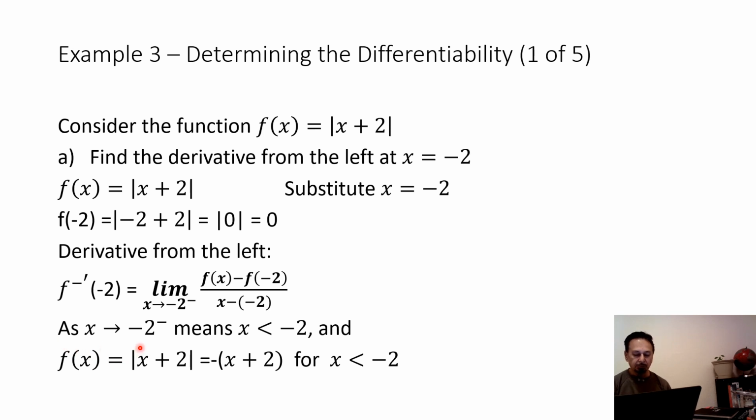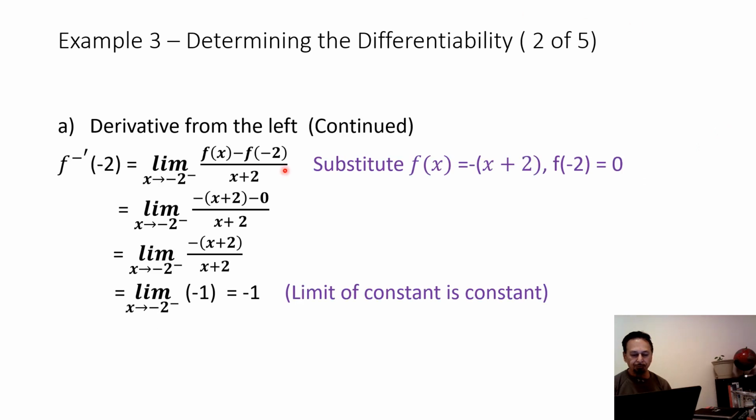Now as x approaches negative 2 from the left, it means x is less than negative 2. And therefore f of x equal to absolute value of x plus 2 equals negative of x plus 2 for x less than negative 2. Because now we substitute f of x equal to negative of x plus 2 and f of negative 2 is 0. So limit as x approaches negative 2 from the left of f of x minus f of negative 2 over x plus 2.